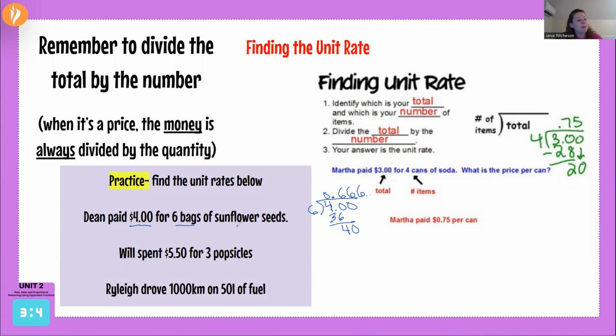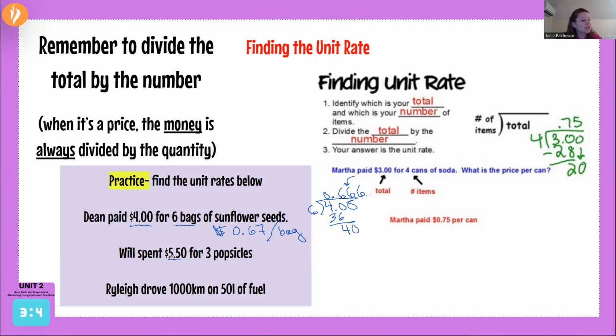Since we're talking about money, I'm always going to round to the nearest penny. The penny is the hundredths place. So the next 6 tells me to round this 6 up to a 7. So my answer would be 67 cents per bag.